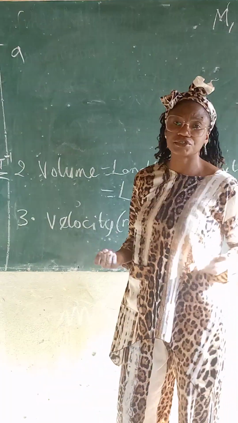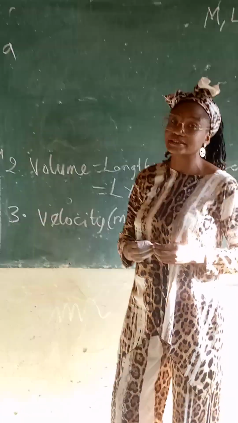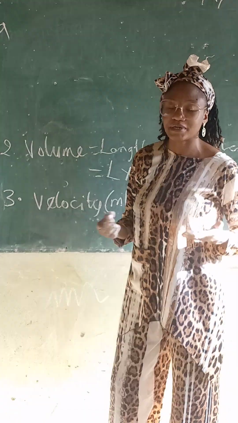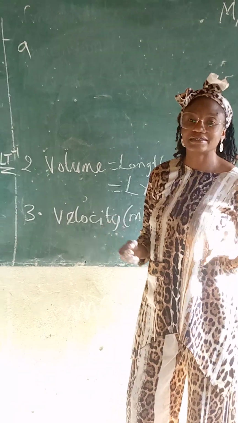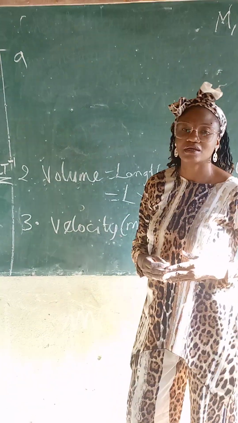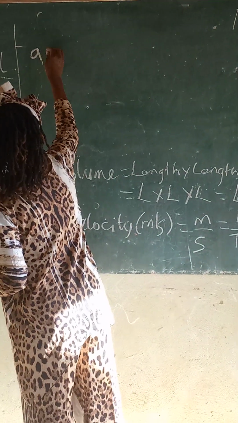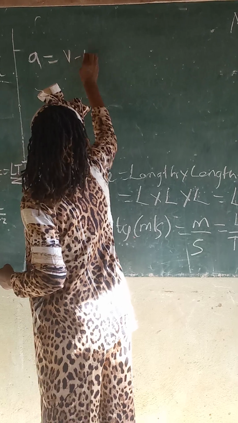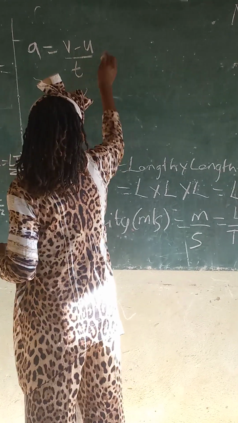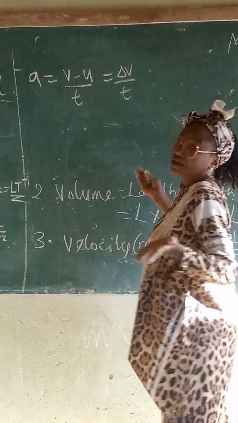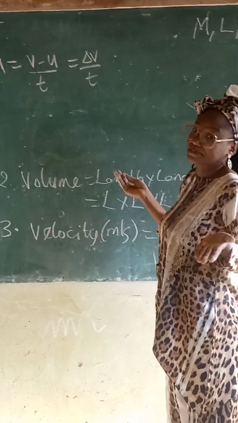Acceleration is simply the increase in the rate of change in velocity per time. So the formula for acceleration, which is denoted with A, is equal to V minus U all over T. We can simply put dV over T. That's velocity over time.